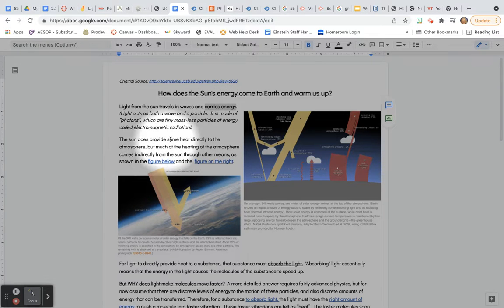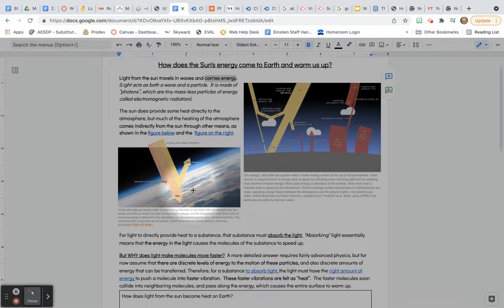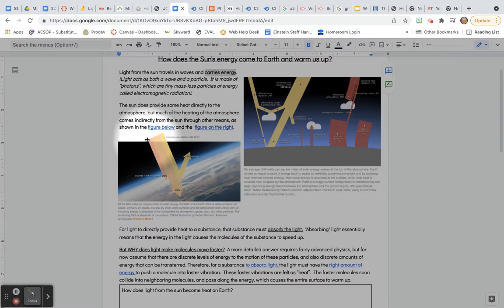The sun does provide some heat directly to the atmosphere, but much of the heating of the atmosphere comes indirectly from the sun through other means, as shown in the figure below and the figure to the right. In this image, I see that this entire band is representing the sun's light. And you can see that 23% is absorbed by the atmosphere. And by the atmosphere, they mean all of the gases that make up the atmosphere, including clouds.